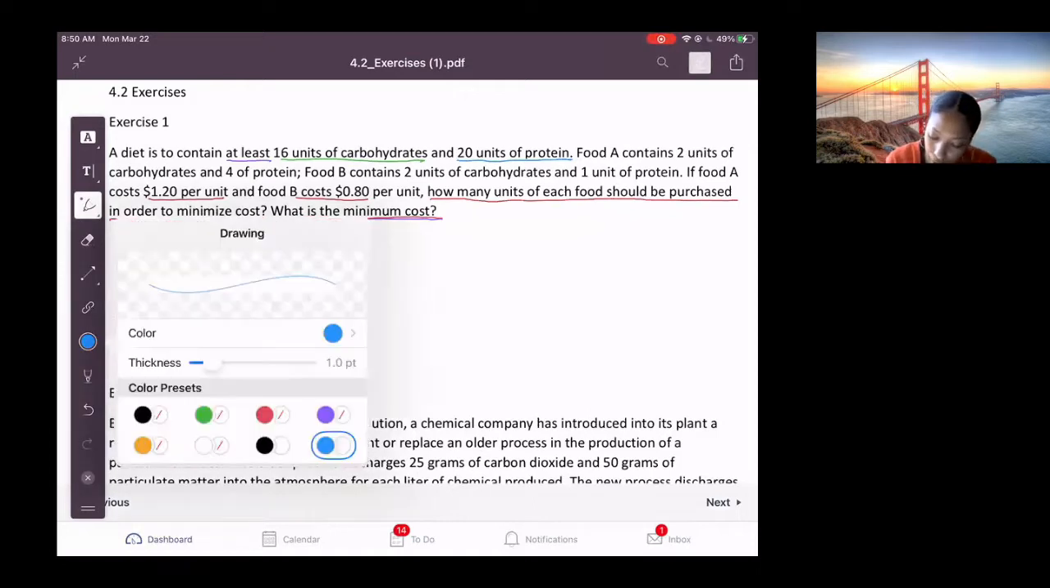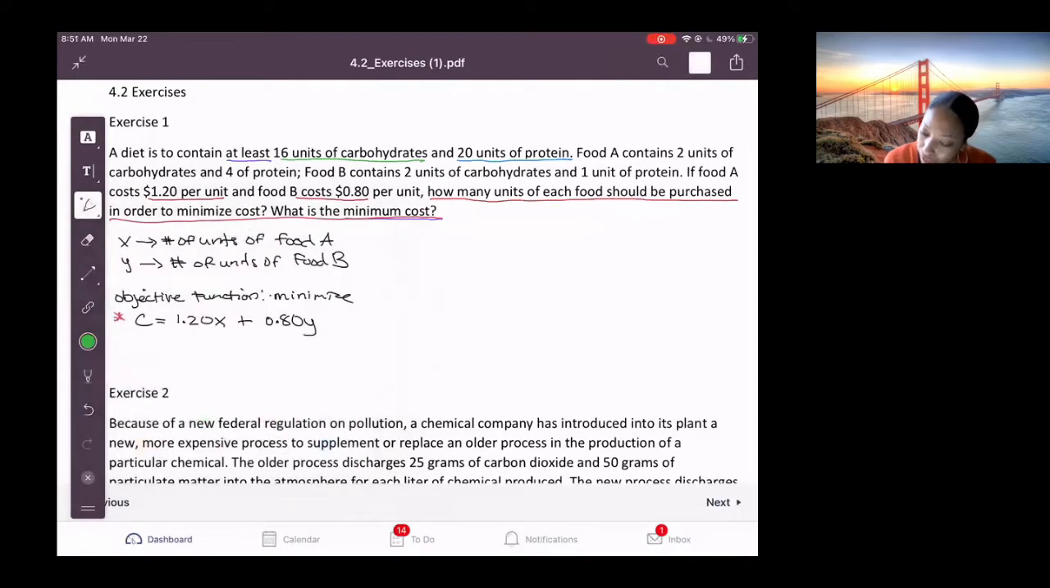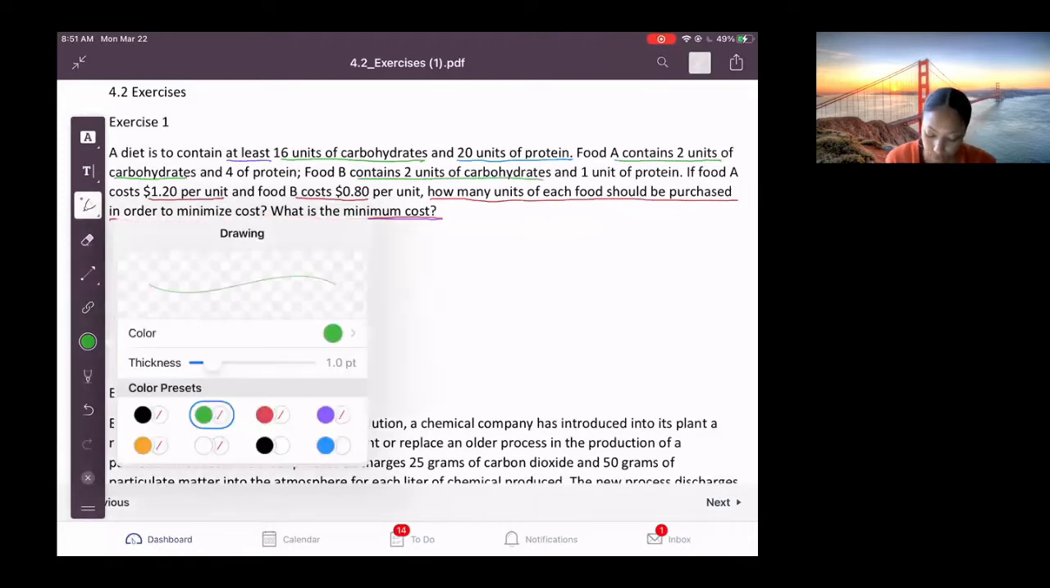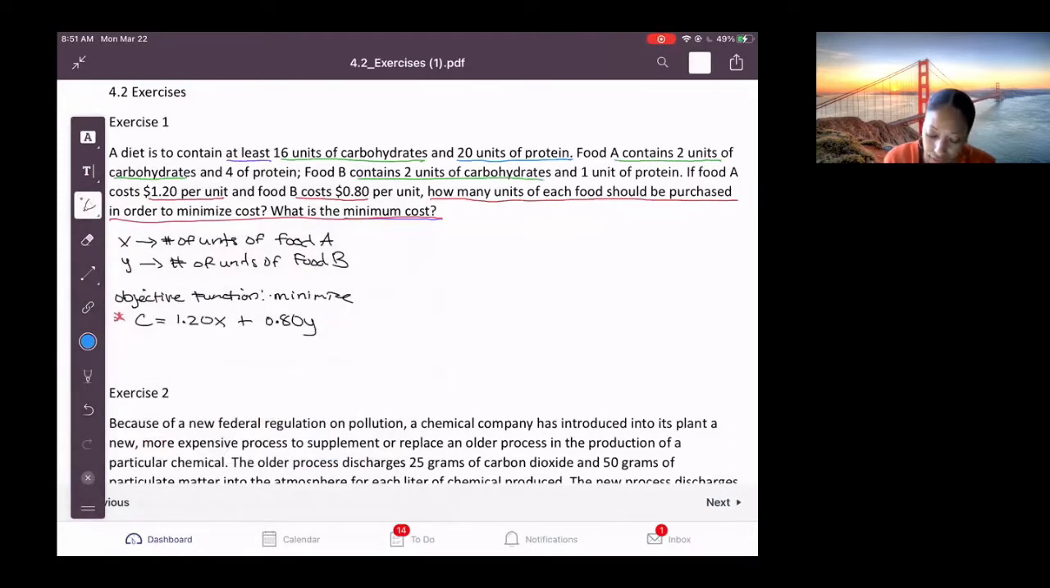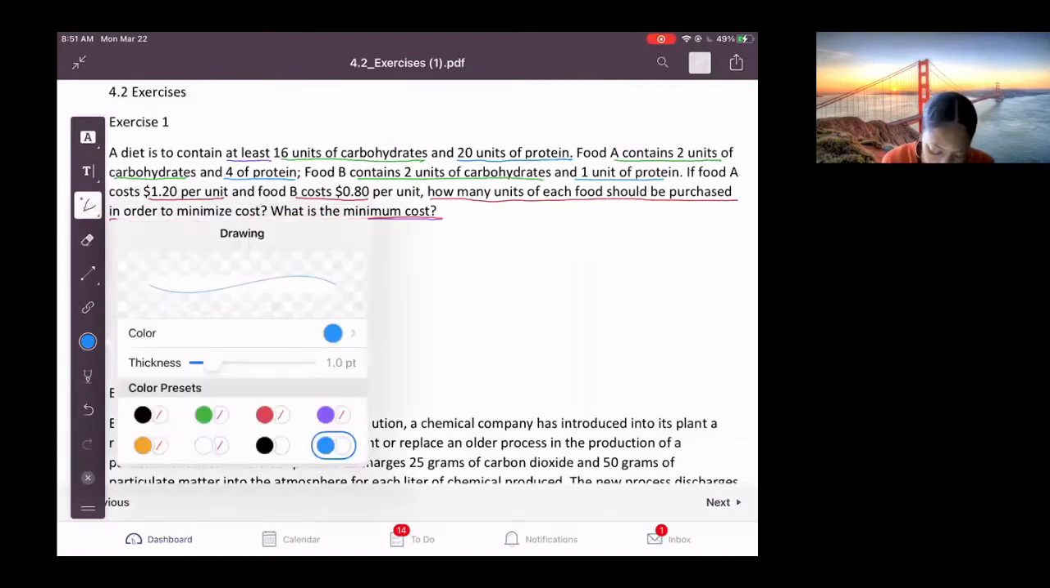Let's look at the carbohydrates. Food A contains 2 units of carbohydrates and food B contains 2 units of carbohydrates. For the protein, food A contains 4 units of protein and food B contains 1 unit of protein. So the idea here is we have constraints, or limits basically, on the amount of carbs and protein that we need. We know we need at least 16 grams of carbs and at least 20 grams of protein. This is where we get our constraints, which are our inequalities. Okay, so constraints.